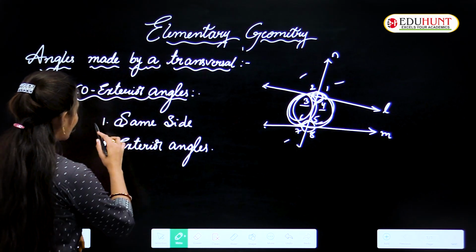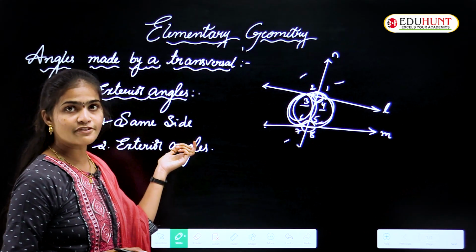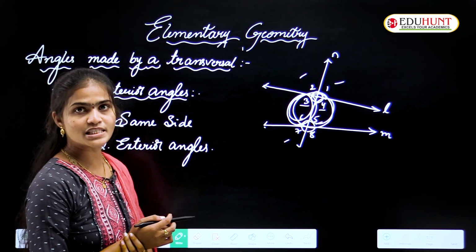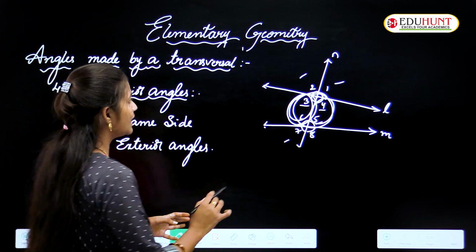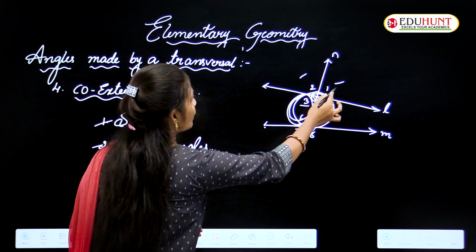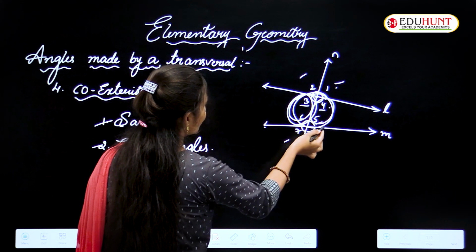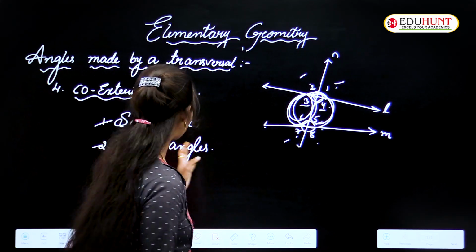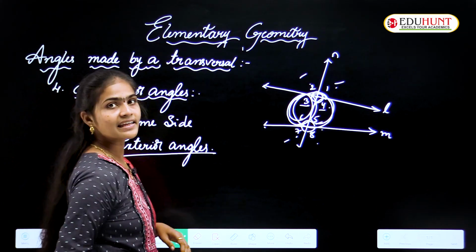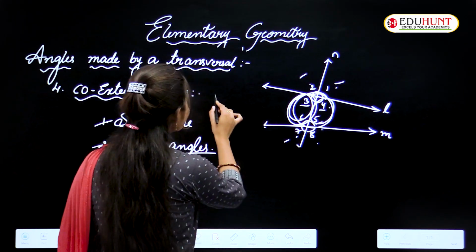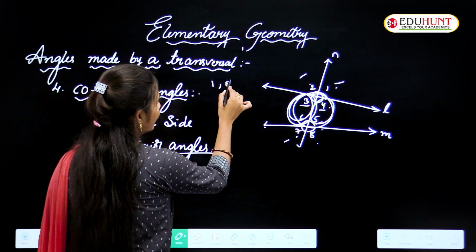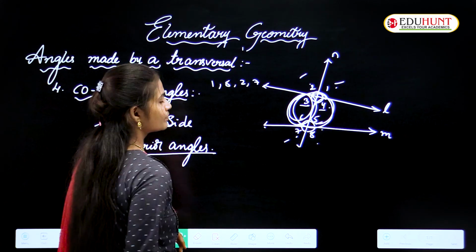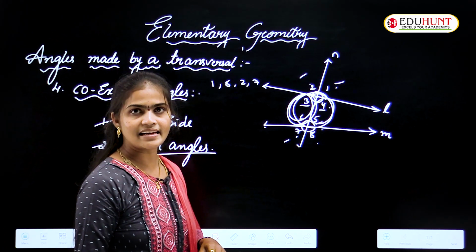Okay, here also we need to follow these two instructions. What is the first one? Same side of a transversal. Here, same side of a transversal means 1, 8, 4, 5, 2, 3, 6, 7. Exterior angles, they are saying. So, exterior angles we need to write 1, 8, 2, 7. Those four are the exterior angles.